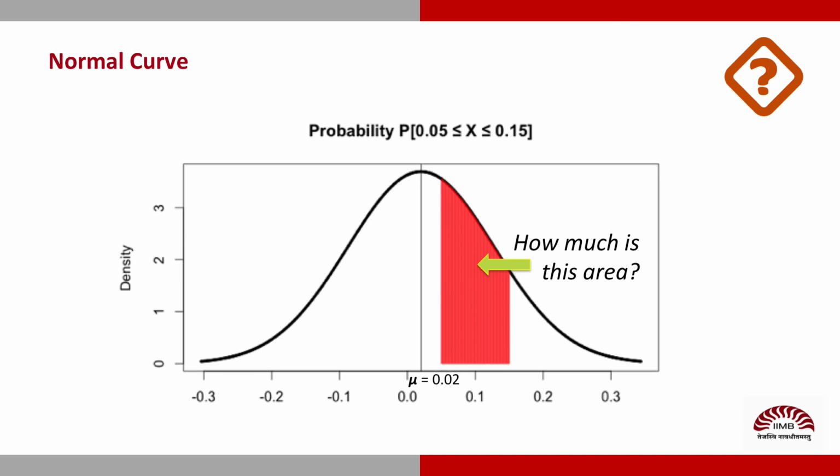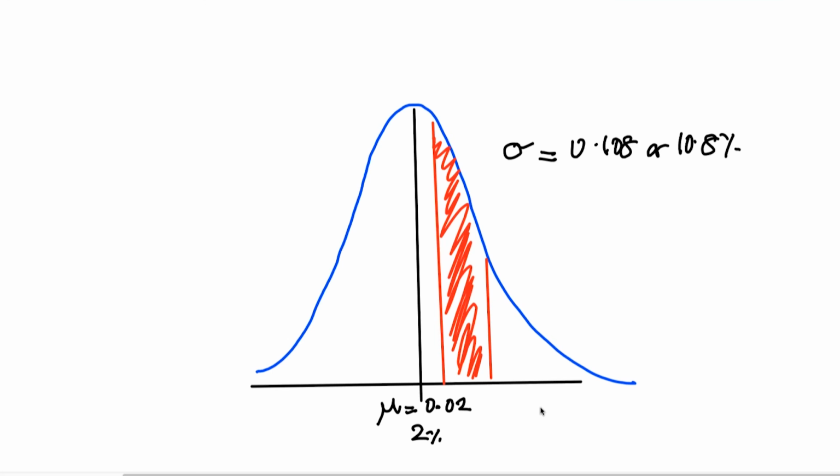Our question becomes, how much is this area between 0.05 and 0.15? This area is the difference of two cumulative probabilities. We have one cumulative probability of everything up to 0.15 minus everything up to 0.05.